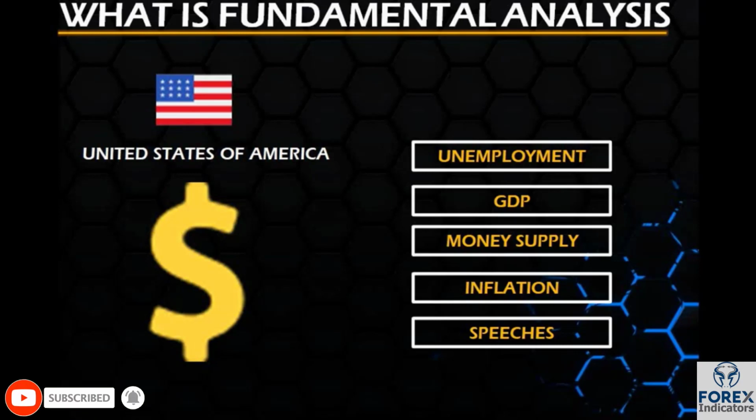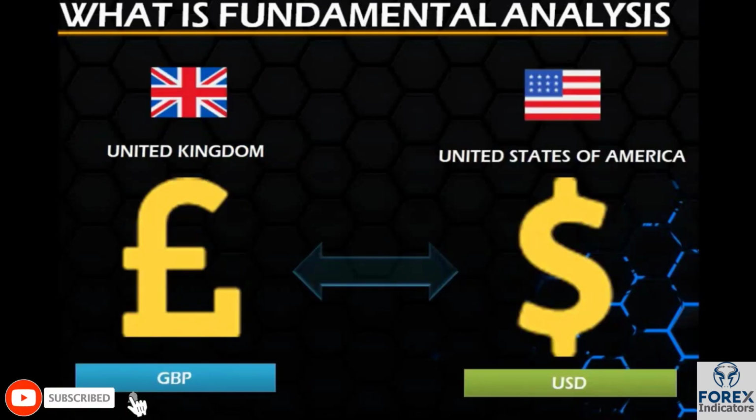So what we're saying is that anything that has to do with the United States of America in terms of news or reports is going to affect any currency pair with the United States dollar, whether it's to increase or decrease. Now we look into currency pairs in fundamental analysis. So for example, we've taken the GBP/USD, which is the Great British Pound of the United Kingdom, and the USD, United States dollar, of the United States of America.